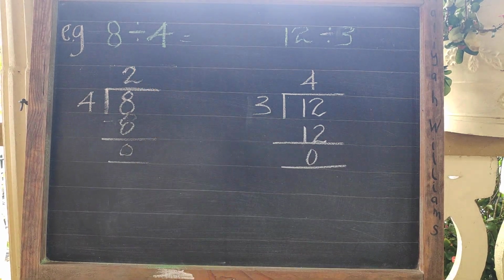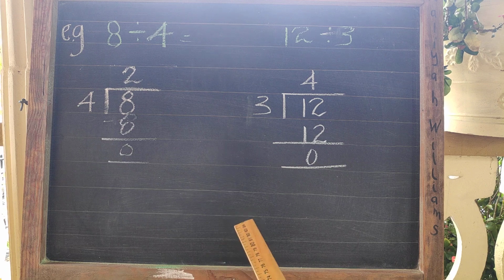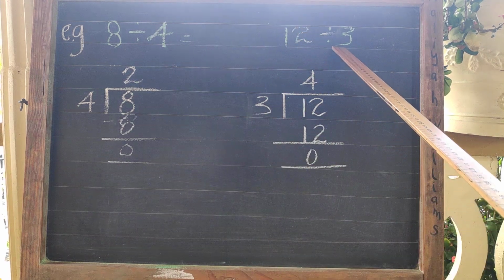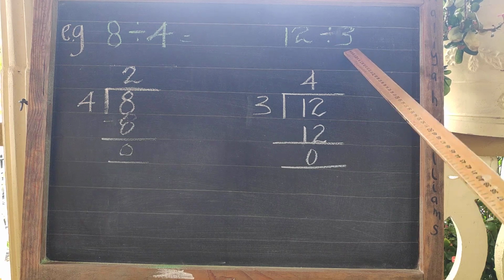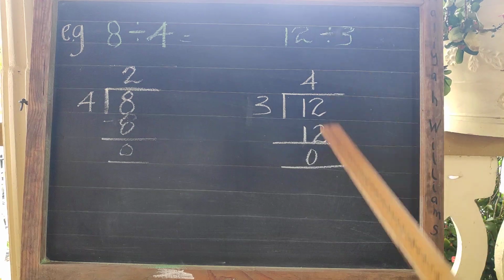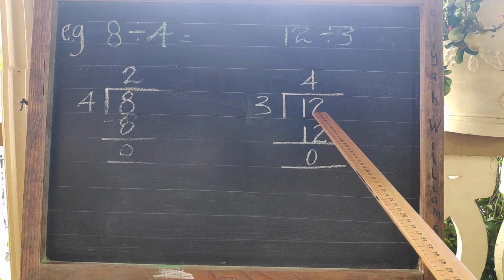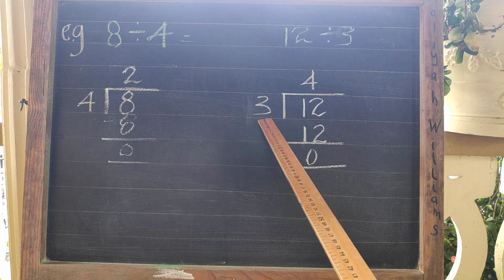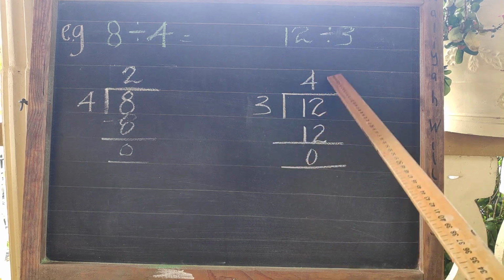Because division is the opposite of multiplication. Alright? Don't bother about that right now. Let's move on to the next one. We have 12 divided by 3. So we are making groups of 3. We want to find out how many groups of 3 we can get in the number 12. Remember, our dividend, the bigger number, goes inside. The smaller number, the divisor, goes on the outside, and our answer will go here.